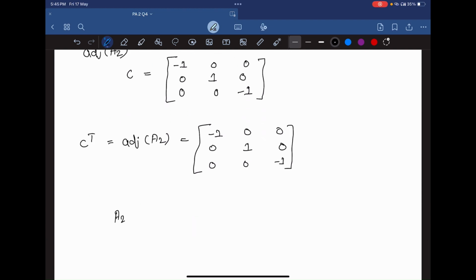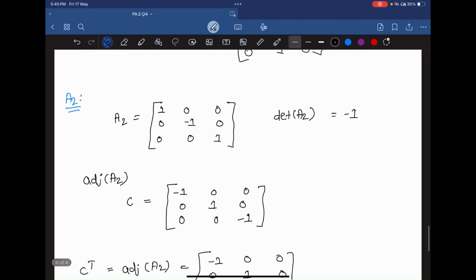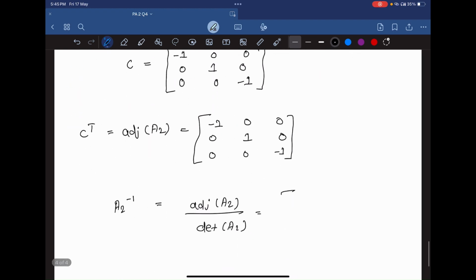So A2 inverse is adjoint for matrix A2 divided by determinant for matrix A2. So our determinant was negative 1. So it would be 1, 0, 0, 0, minus 1, 0, 0, 0, 1. So that is our A2 inverse.